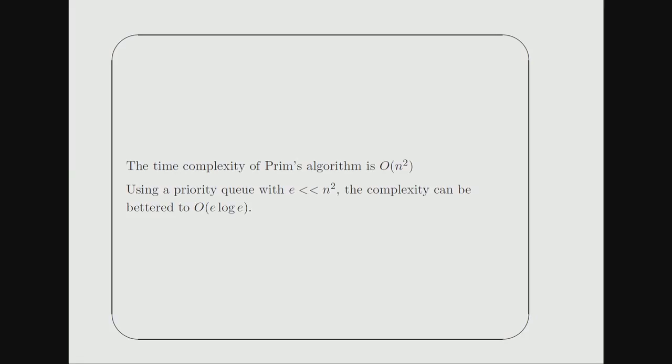The time complexity of Prim's algorithm is also order n squared, but if you use a priority queue, when E is much less than n squared, and an appropriate data structure for representing the graph, you can get a better algorithm of order E log E, where E is the number of edges in the graph. Okay.